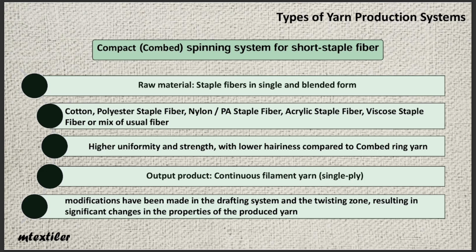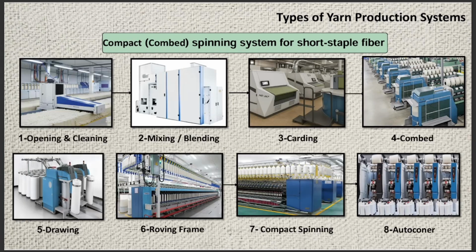Modifications have been made in the drafting system and the twisting zone, resulting in significant changes in the produced yarn properties. In this slide, the machine sequence for compact, combed, spinning system for short staple fiber includes the combing machine and the slight changes in the ring spinning machine.